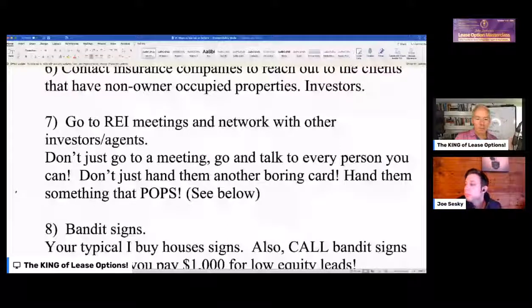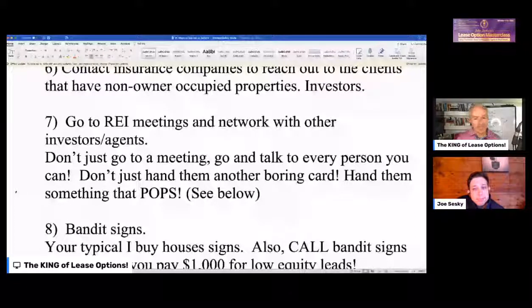Of course, Joe and I were just talking about REIA meetings, real estate investor meetings. They are coming back to life now. They are having live meetings again. Matter of fact, I'm going to Orlando Thursday to speak to a big real estate group, and then Miami, then South Carolina. So the groups are happening again. So real estate groups, bandit signs.